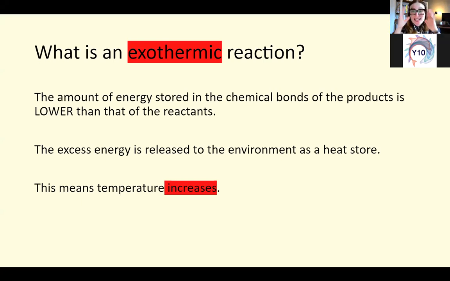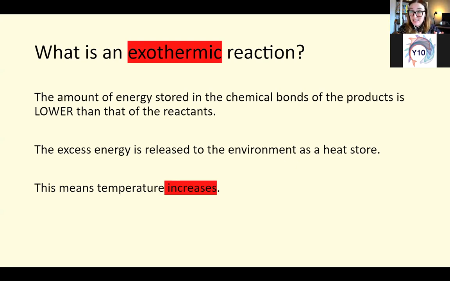Okay, so in an exothermic reaction, the amount of energy stored in the chemical bonds of the products, that's the stuff that's made, is lower than that of the reactants. So in the reactants, the stuff that you react together, the energy stored in their bonds is more than the products they make at the end. Now, because this energy here is more than the stuff they made at the end, that energy's got to go somewhere, okay? We don't destroy energy. You hopefully know that we never create or destroy energy. It simply is transferred from one store to another.